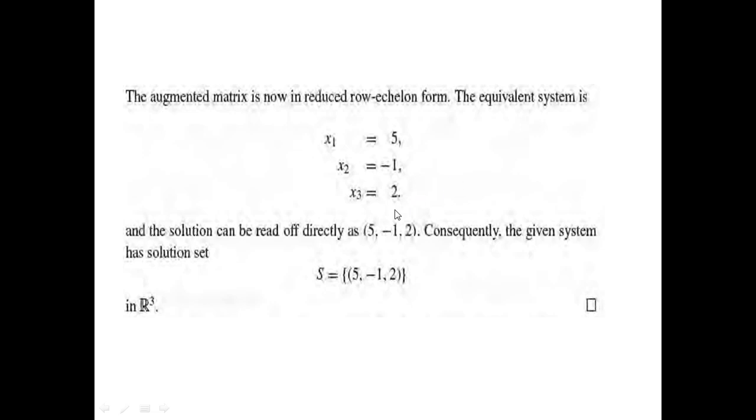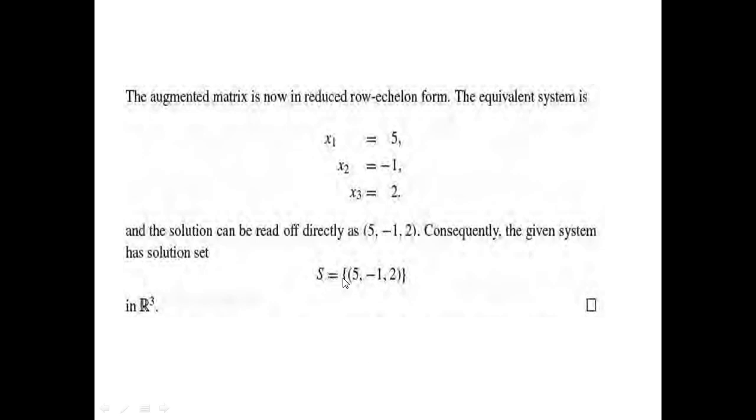In the Gaussian elimination method, we just find the augmented matrix and then convert it into row echelon form, not reduced row echelon form. Then we write it as a system of equations and substitute backward in order to get the solution set.